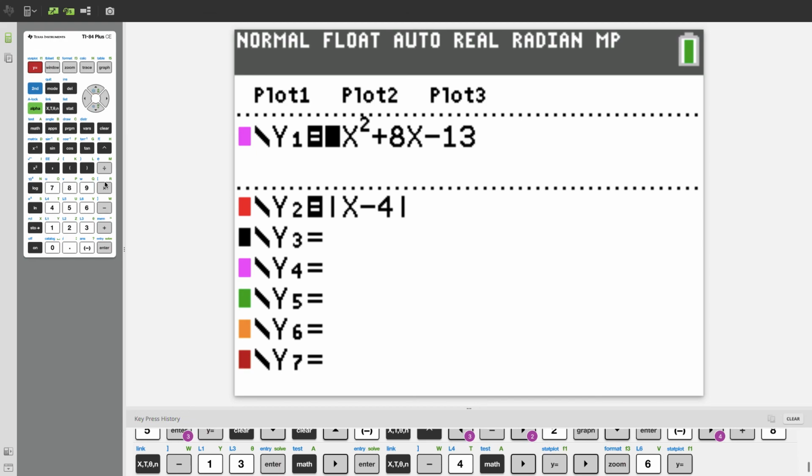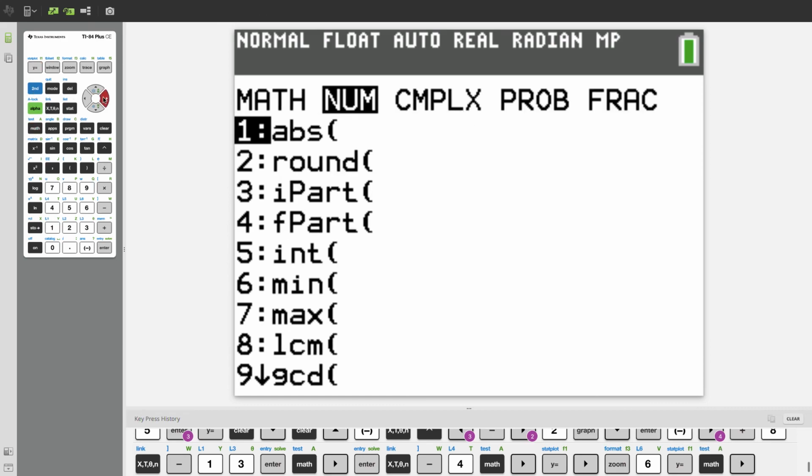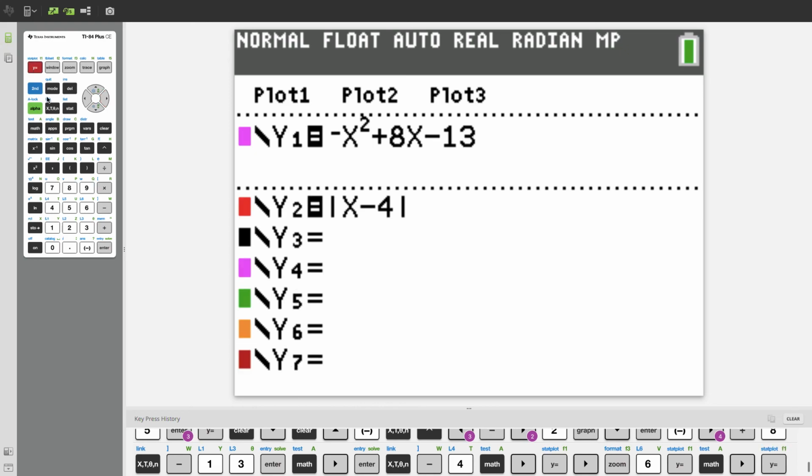After you go to the math part, you hit math, over to number, N-U-M. Math, number, and then hit enter. And yours should say ABS and have a parenthesis.